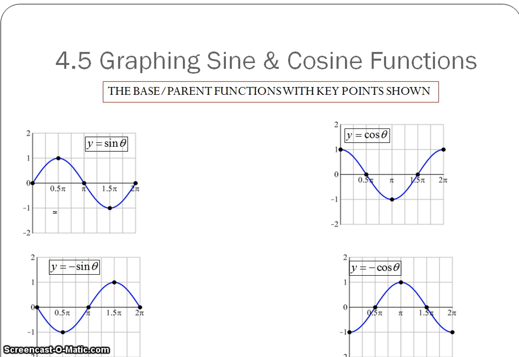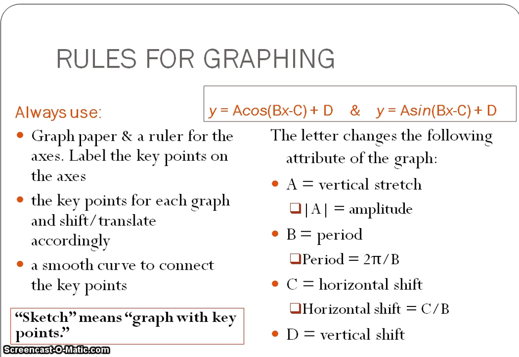So what we're going to do is talk about the rules and the different attributes when we stretch it and shrink it and do some shifts. Some general rules: we are going to use graph paper and a ruler, and we're going to label the key points, the 5 that I showed you that made up each graph, on the axes. Then we're going to shift and translate accordingly, and we're always going to connect with a smooth curve; it shouldn't be pointy. And in your textbook, when it says sketch, it means graph and use your key points.